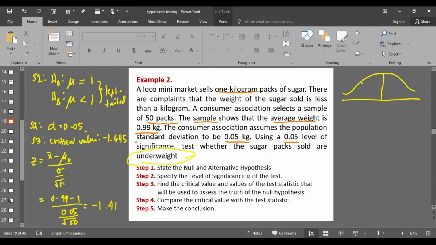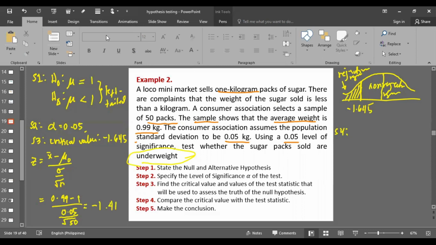Locate the critical value. Since it is negative, it is located on the left side of the mean. We have here negative 1.645. Therefore, this is the rejection region. Then locate negative 1.41. Para masagutan natin si step 4, ilocate natin si negative 1.41. Nasaan ba si negative 1.41 dito sa graph? Magfo-fall ba siya sa non-rejection region or magfo-fall siya sa rejection region?